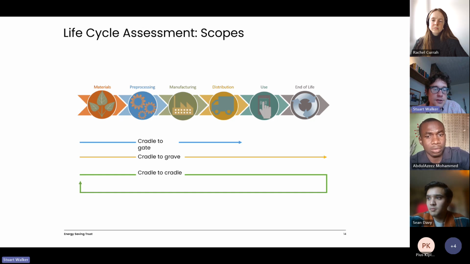We can do what's called cradle to grave, which is from the raw materials up to when the product is manufactured and is finished and is disposed of. So it's the grave. It's the death of the product, if you like. So that's that full life cycle.